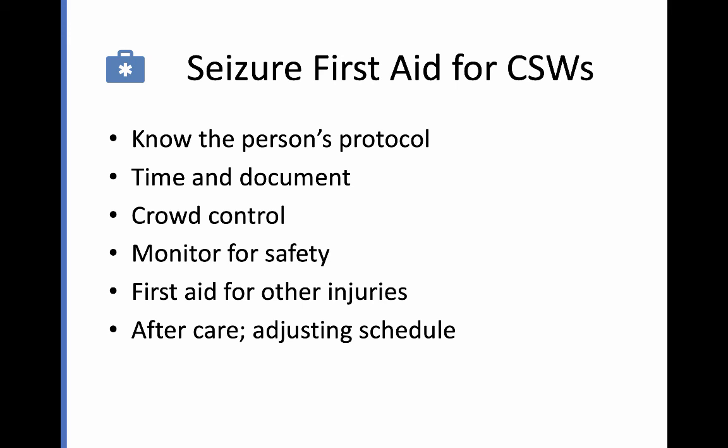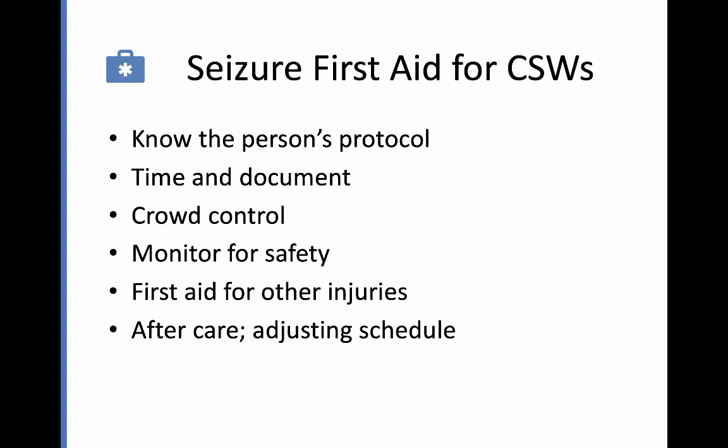After the person's seizure, it's important to monitor and check to see whether or not they've had any other injuries. For example, I have seen people get bleeds on their head that weren't immediately noticeable because they were inside of the person's hair, so you had to check afterwards, or see if they've got bruises or contusions, which are swellings.